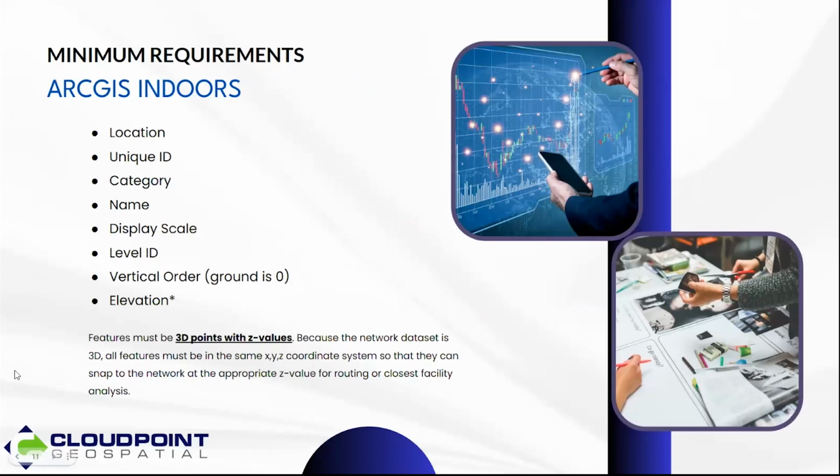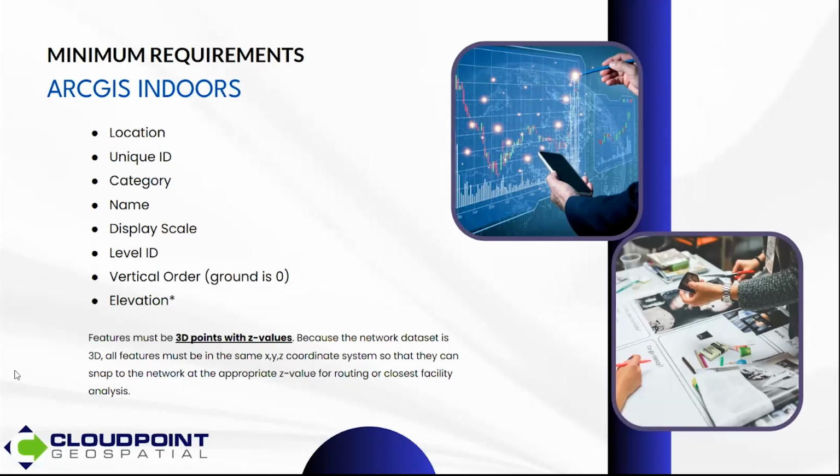So, minimum requirements for ArcGIS Indoors specifically, as we think about POIs, the points of interest. What do we need for those attributes? For one, we definitely need location. Like I said, even if you have a database, you could be using XY location if you have it in your database. Otherwise, grabbing that, just dropping those points on the map.